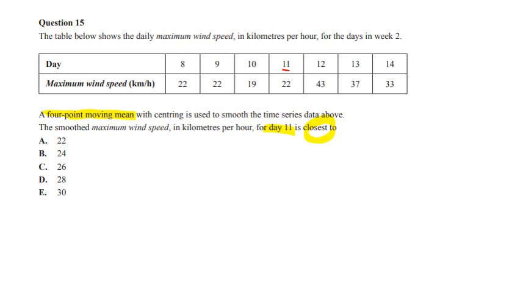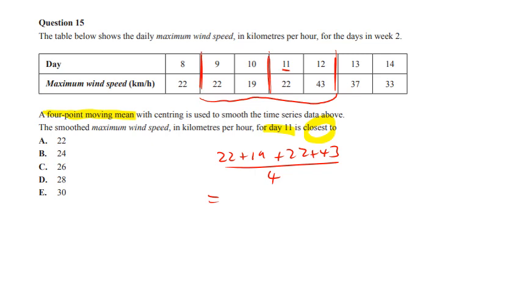So there is 4 numbers. We've got to look at these 4 numbers, and the middle of that distance from here to here is this point, and that's to the left of 11. So we've got to work out that average. So it's 22 plus 19 plus 22 plus 43, all that over 4, and that gets you 26.5.